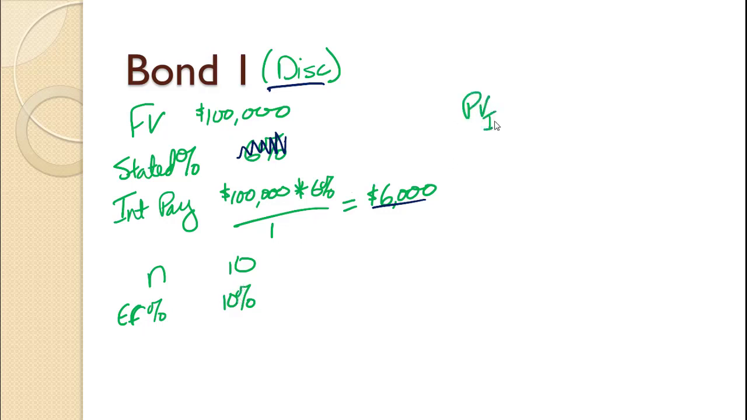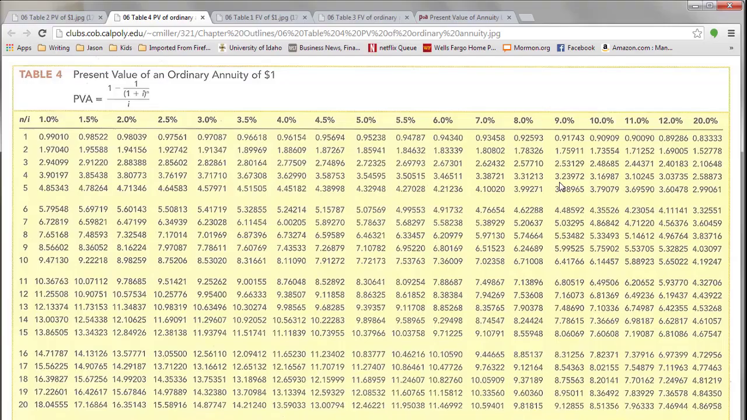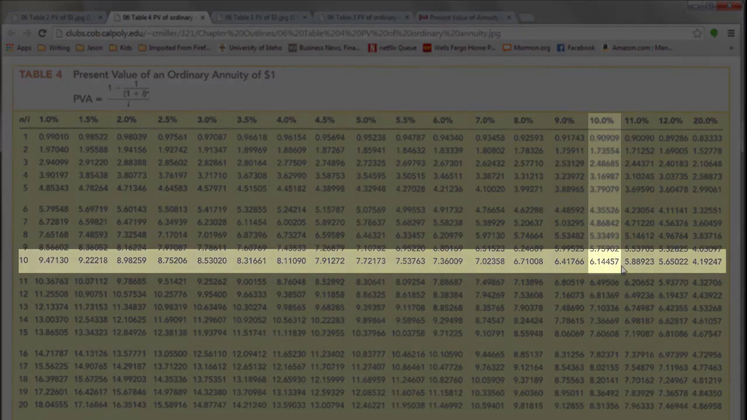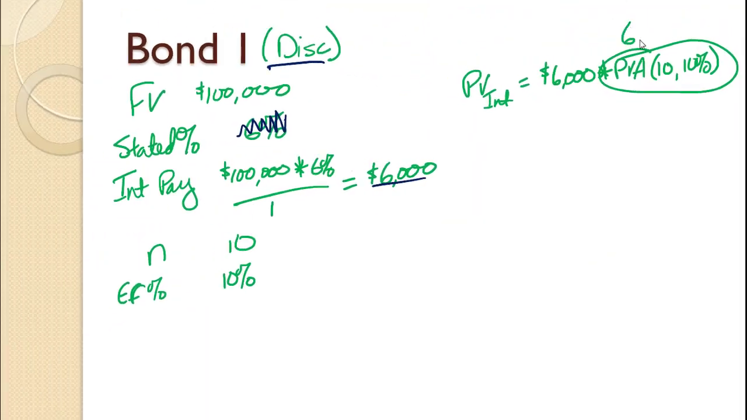So I start with the present value of the interest. Interest is $6,000. Present value of an annuity factor, N is 10. Interest rate is 10%, and I need to go find this factor. So we'll switch to our table, and let's see here. 10N and 10% gives me 6.14457. And if I multiply that out, I get $36,860.